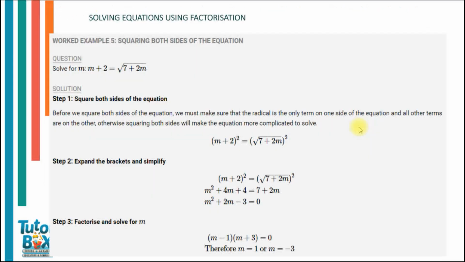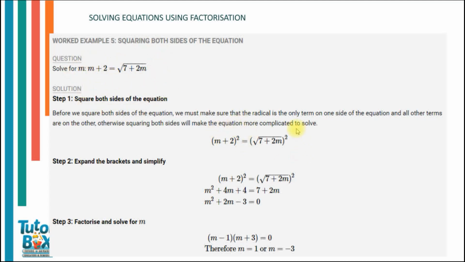Then we need to know how to solve equations using factorization. Let's look at this example. It says solve for m. I hope you remember what factorization is. For m, we have m plus 2 is equal to the square root of 7 plus 2m. Step 1, you square both sides of the equation. Surds, guys, solving surd equations. So you're going to square both sides of the equation.